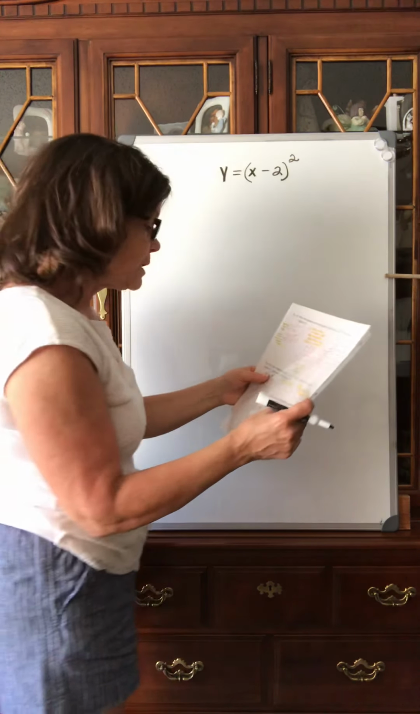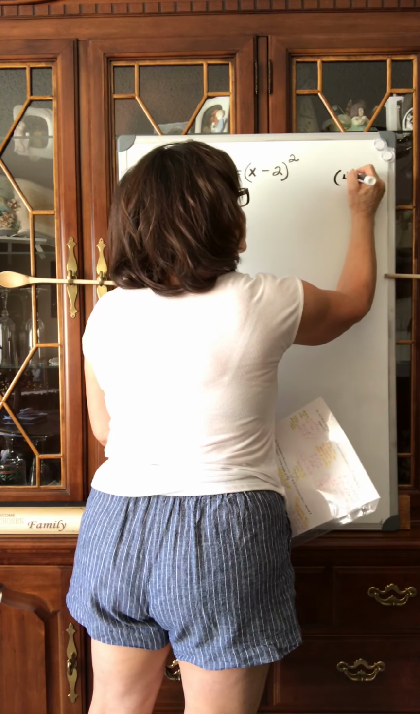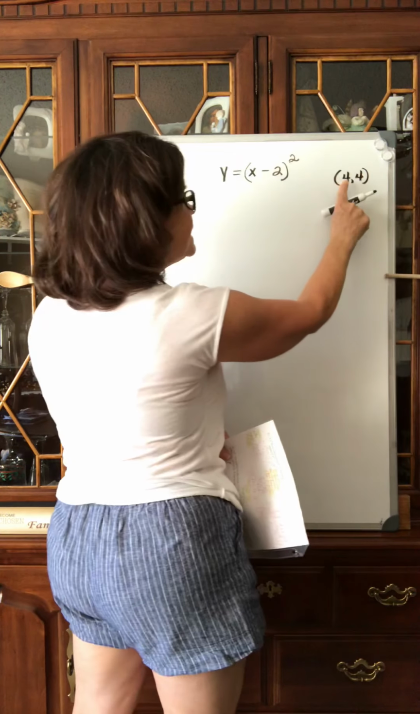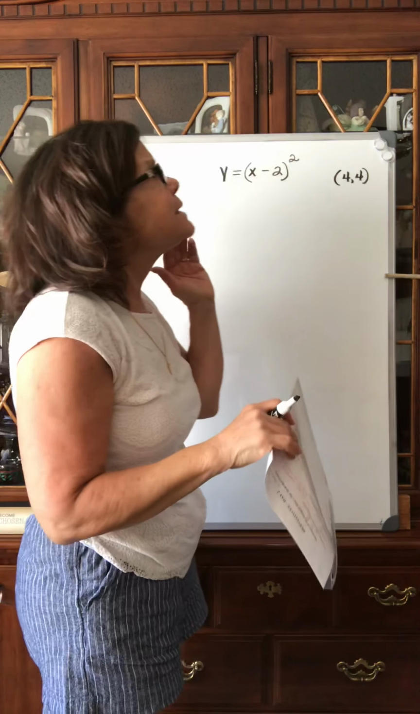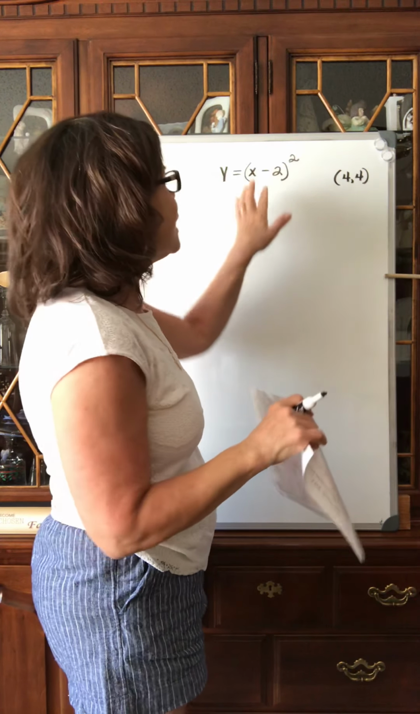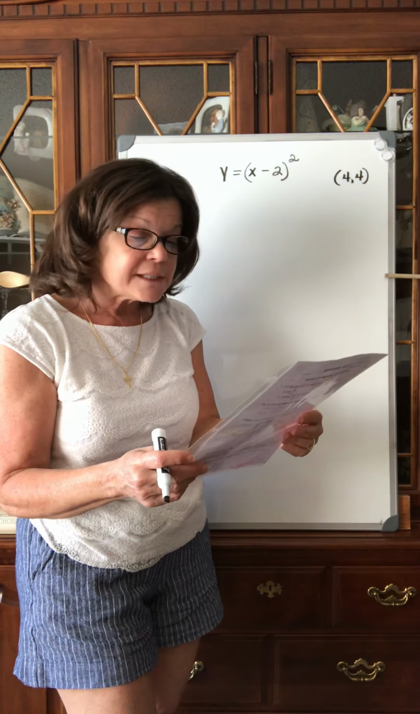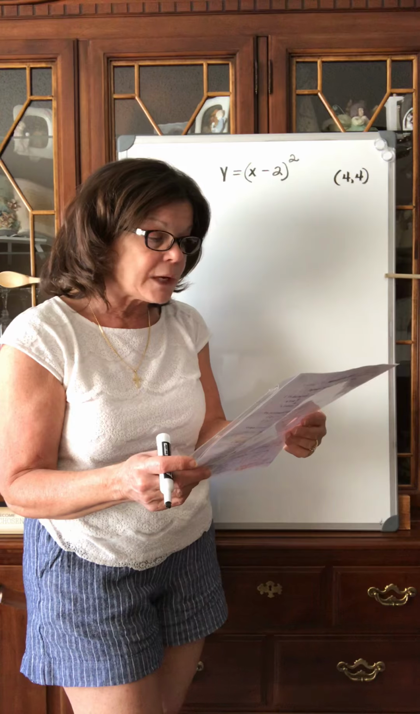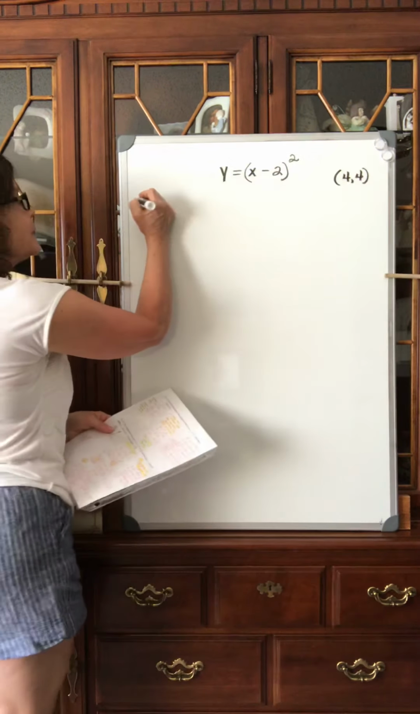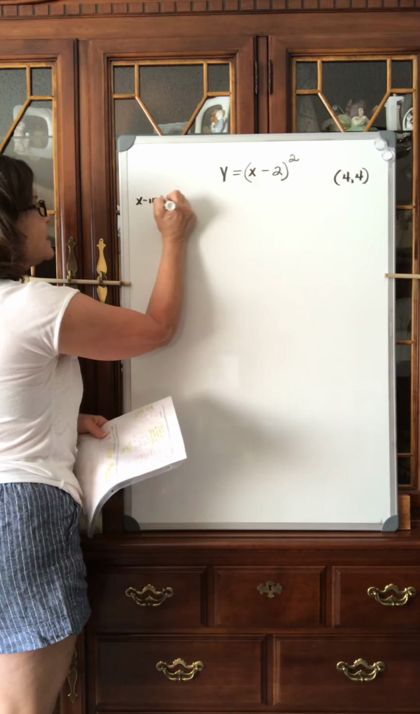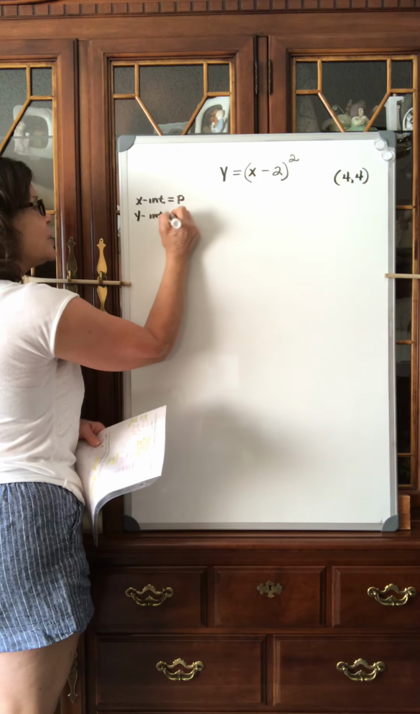At the point (4, 4), this is the x value where we want to find the equation of the tangent line of this curve, where x is equal to 4. The tangent crosses the x-axis at P and the y-axis at Q. So your x-intercept is P, your y-intercept is Q.